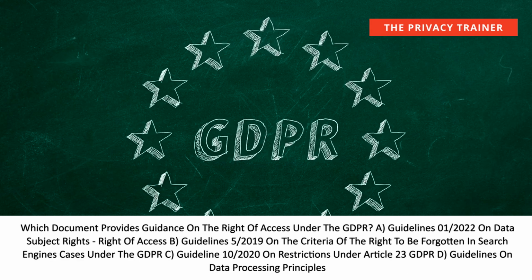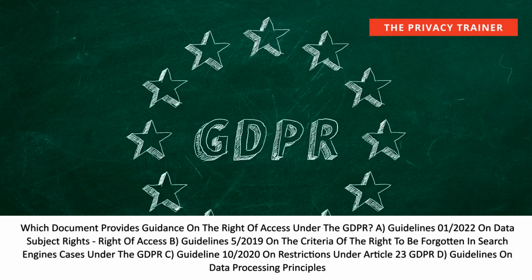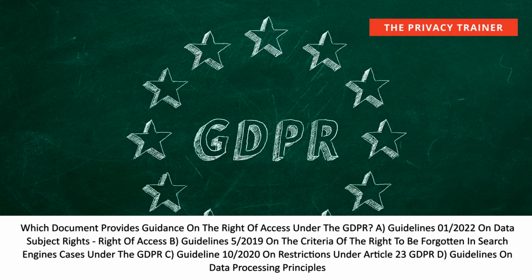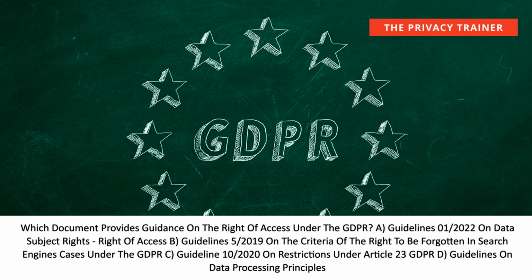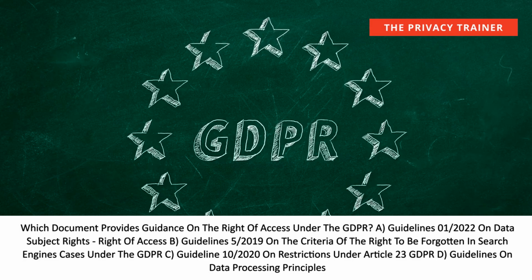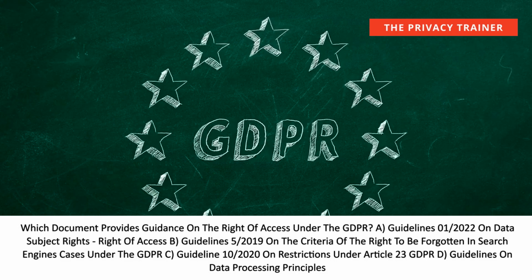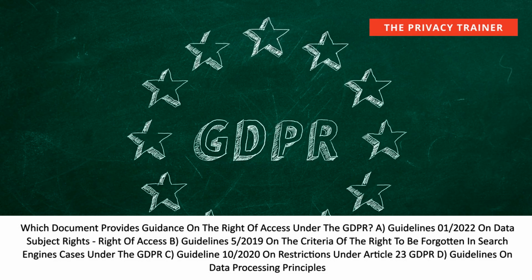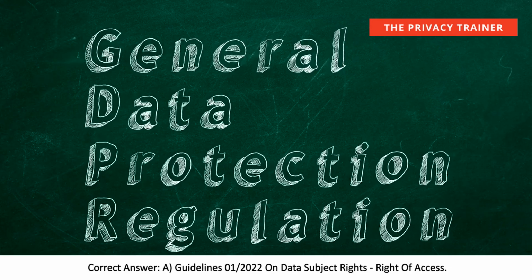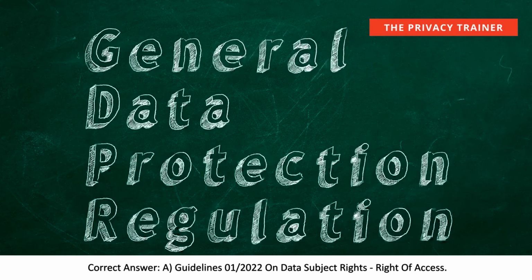Which document provides guidance on the right of access under the GDPR? A. Guidelines 01/2022 on Data Subject Rights, Right of Access. B. Guidelines 5/2019 on the criteria of the right to be forgotten in search engines cases under the GDPR. C. Guidelines 10/2020 on restrictions under Article 23 GDPR. D. Guidelines on data processing principles. Correct answer: A. Guidelines 01/2022 on Data Subject Rights, Right of Access.